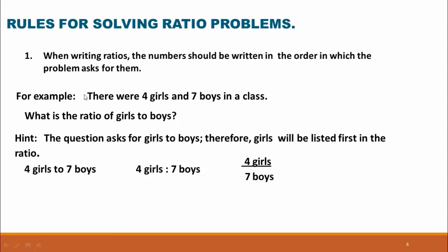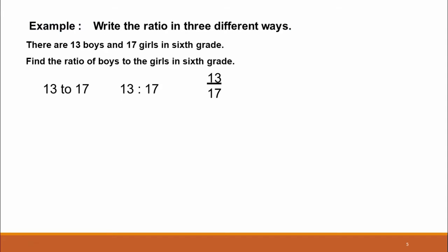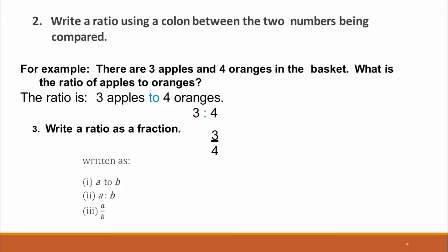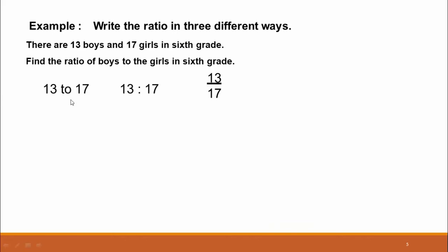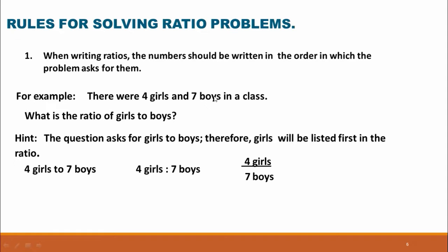Now, rules for solving ratio problems. As I have already told you, the first rule is to use any one of these ways: the word "to", the colon symbol, or a fraction, to represent the ratio between the quantities. But the other rule is that when we write ratios, the numbers should be written in the order in which the problem asks for them.